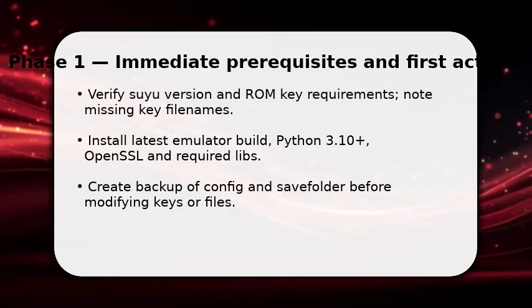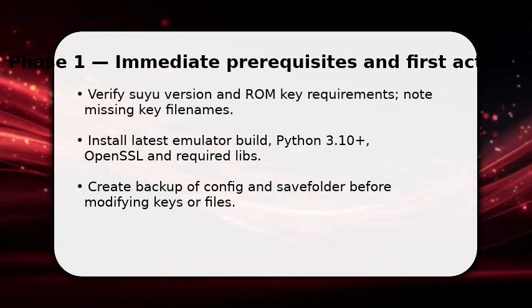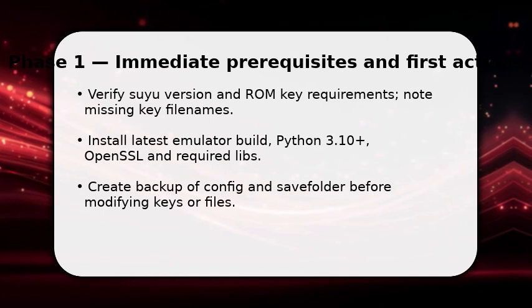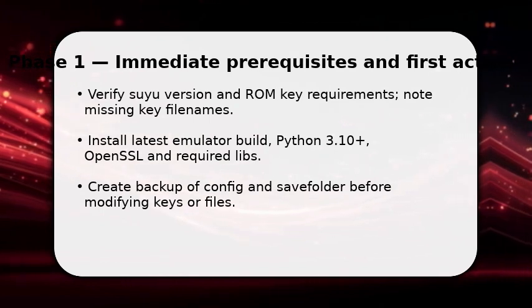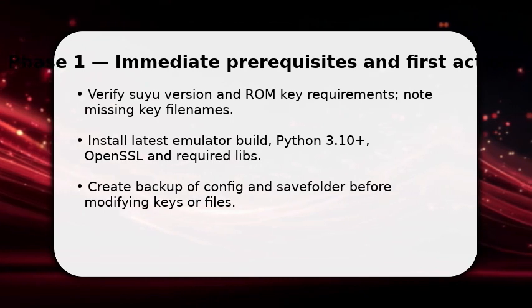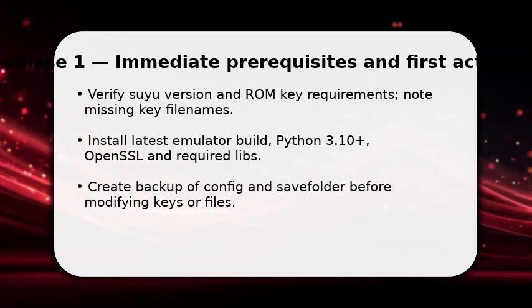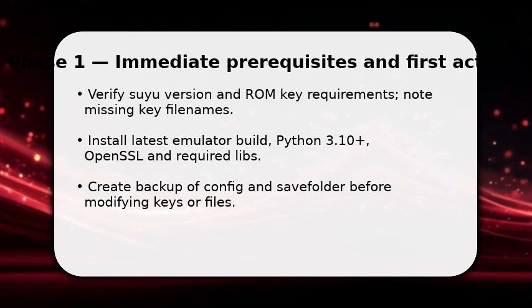You start by confirming the emulator build and the exact key names that are missing. This prevents guesswork. Once done, install the latest Suyu binary and ensure Python 3.10 and OpenSSL are present because key tools depend on them. Make a backup of your config and save folder immediately. You will restore if something breaks.